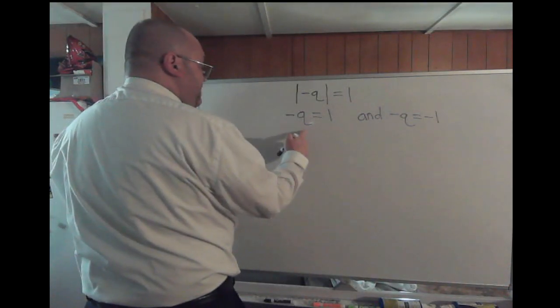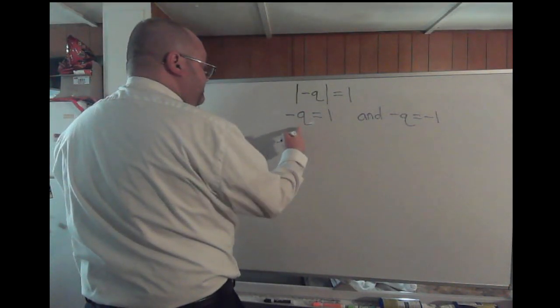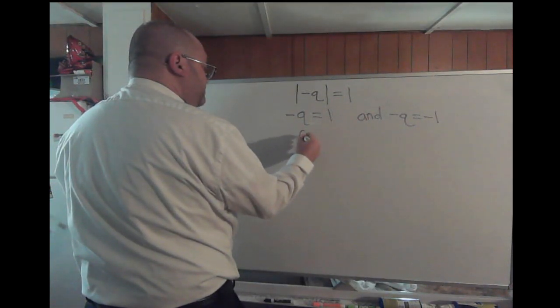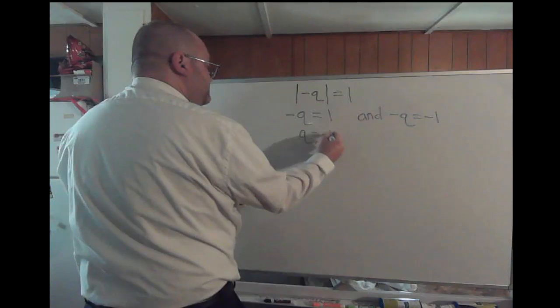And then we just do the math to figure out what q is going to be. If we divide, for negative q equals 1, we divide both sides by negative 1, you'll get q equals negative 1.